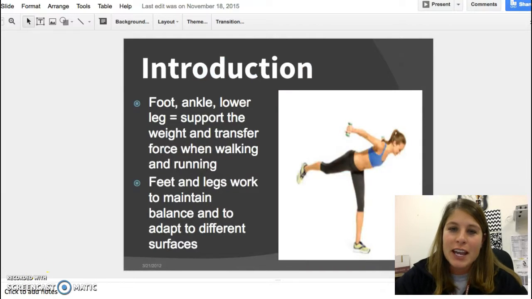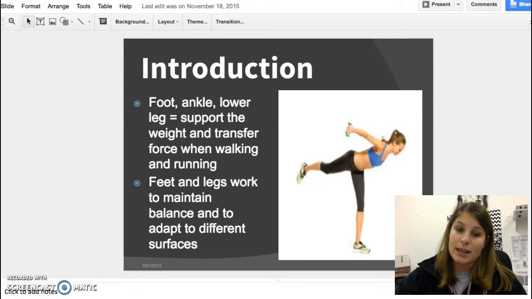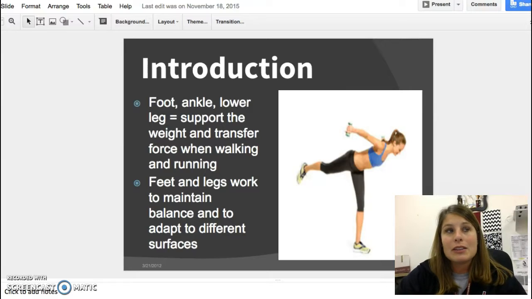We use our foot, ankle, and lower leg for a lot of things all throughout our day. The main thing that we use it for is to help support our weight. Without our foot and our ankles, we wouldn't be able to walk. They help to transfer weight from one side of the body to the next. And then clearly in sports that becomes a very important role.